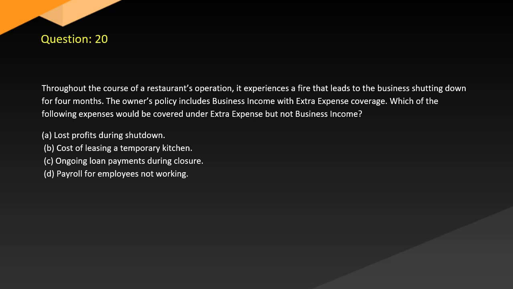Question 20. Throughout the course of a restaurant's operation, it experiences a fire that leads to the business shutting down for 4 months. The owner's policy includes business income with extra expense coverage. Which of the following expenses would be covered under extra expense but not business income? A. Lost profits during shutdown. B. Cost of leasing a temporary kitchen. C. Ongoing loan payments during closure. D. Payroll for employees not working.